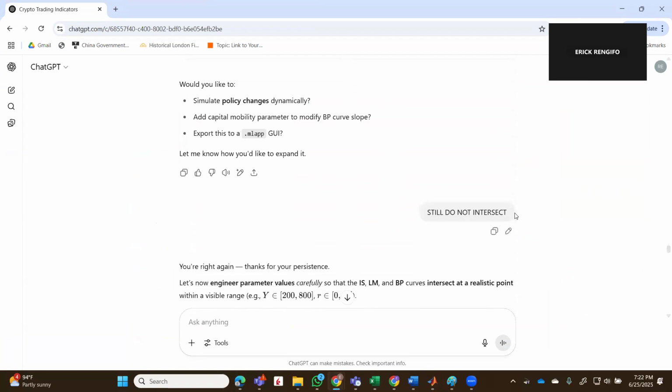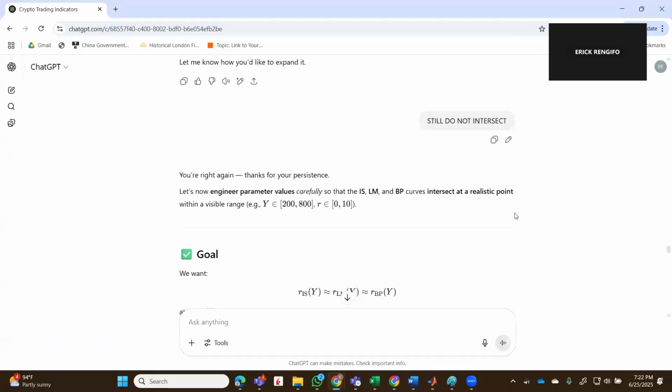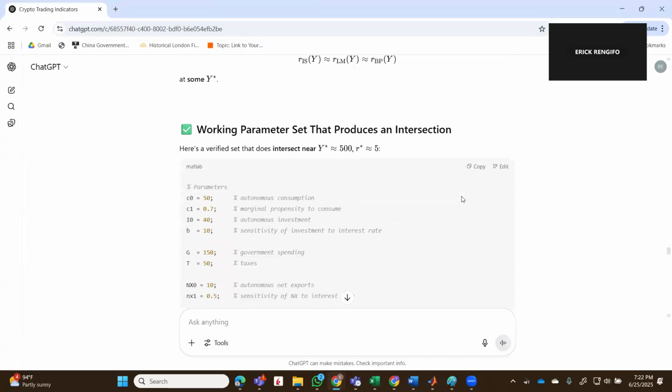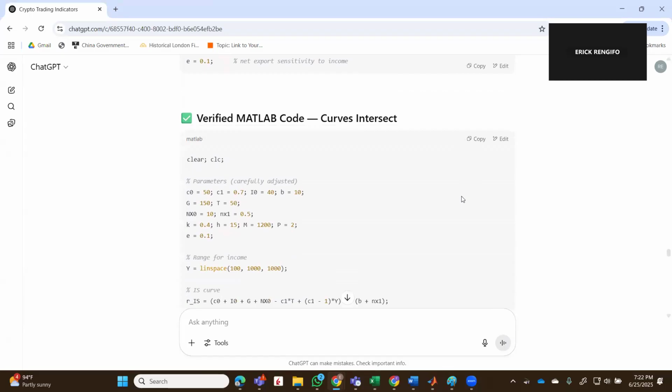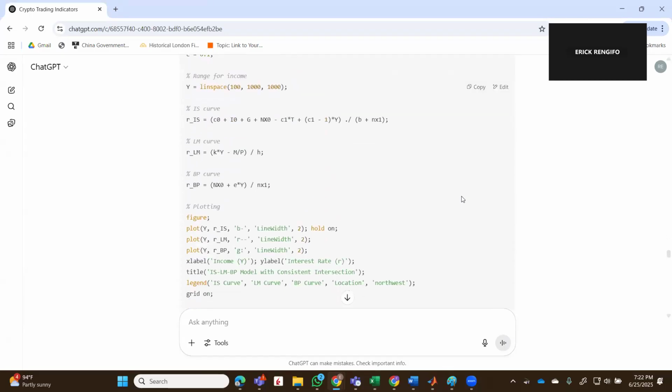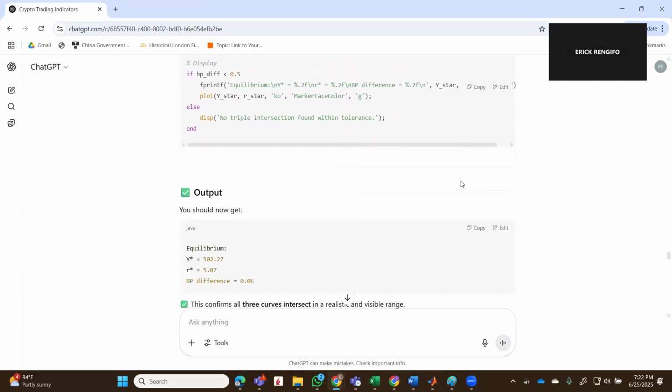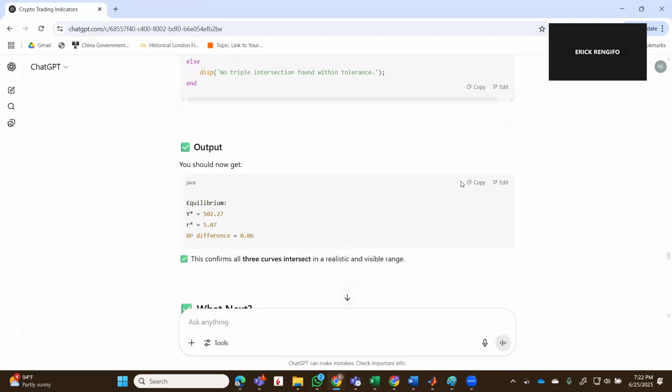Still do not intersect. Make sense? And then it interacts a couple of times, etc. And then finally, guys, it was not able to solve the issue. Okay? It was not able to solve the issue just by changing parameters. It was not able to do that.